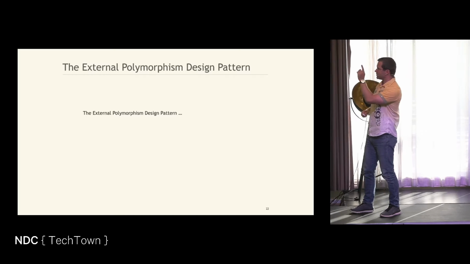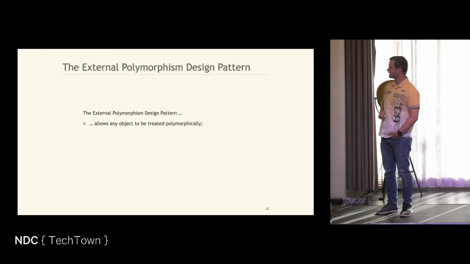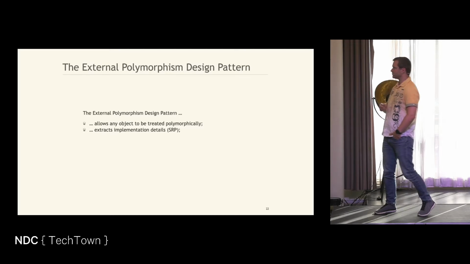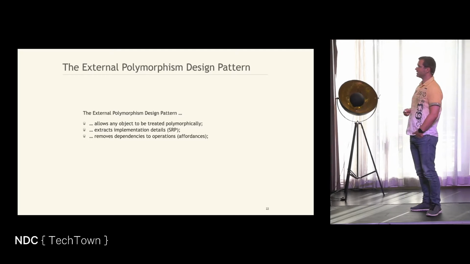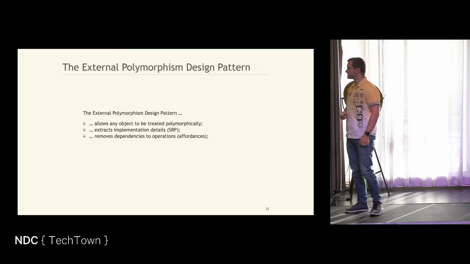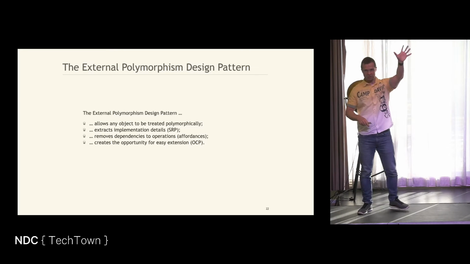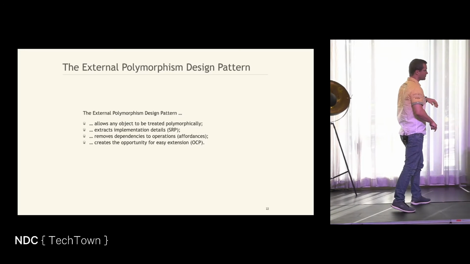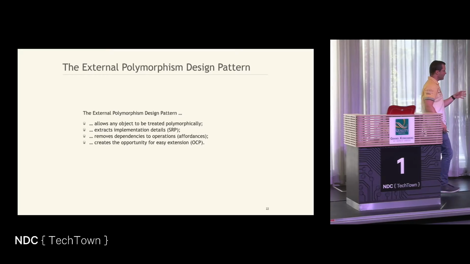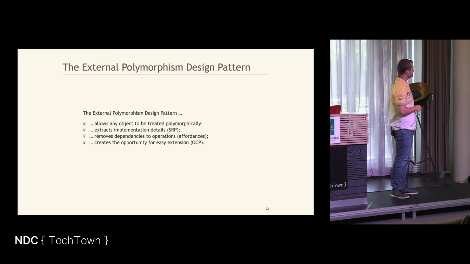All right, so the external polymorphism design pattern allows any object to be treated polymorphically, extracts the implementation details, that's the single responsibility principle, and it removes dependencies to all operations, affordances, because it separates this polymorphic behavior. Last but not least, you can now write your types, your circles, squares, etc. totally unrelated. This is the easiest way to write new stuff. This fulfills the open-closed principle.